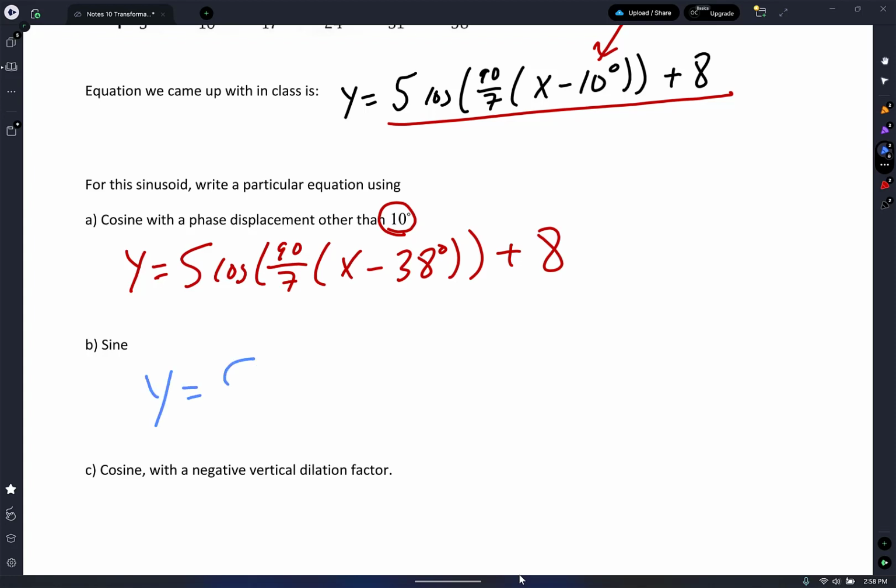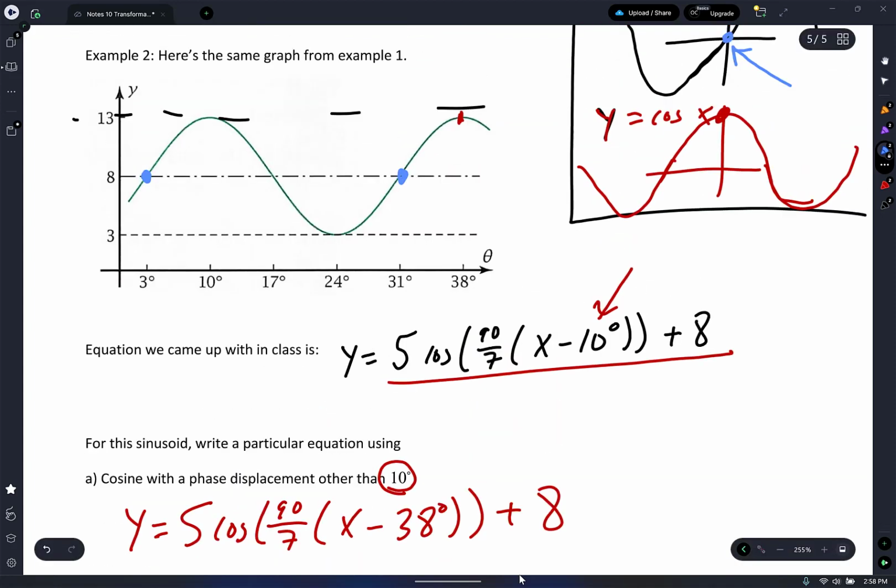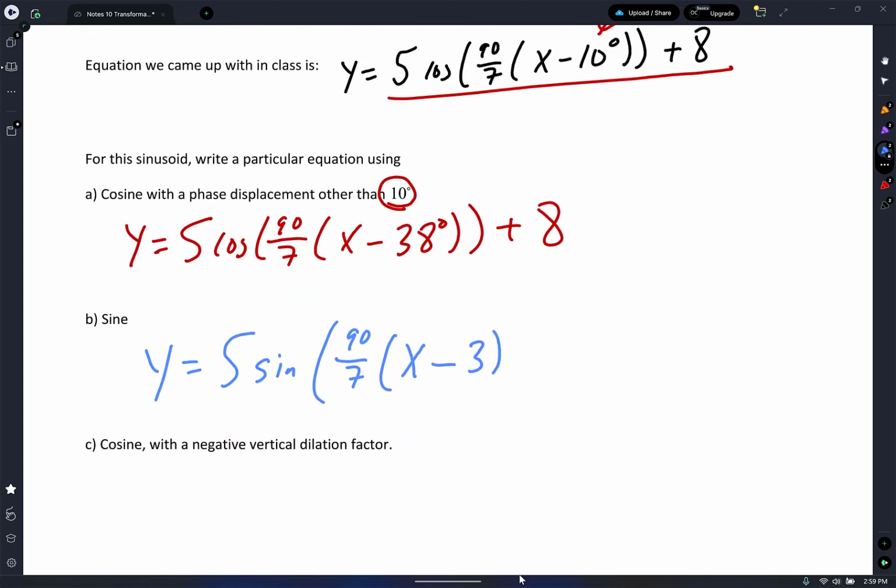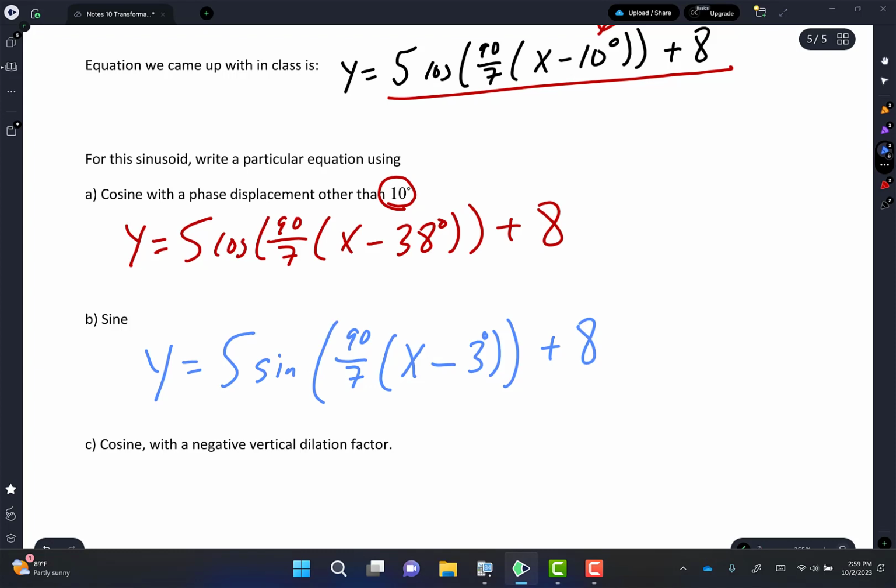y equals 5. Put sine, instead of cosine, put sine. And if we're using sine, we have to use a point of inflection where the graph is increasing. 90 over 7, open parenthesis, point of inflection concave up to concave down, or x minus, let's see, x minus 3, point of inflection increasing. Put a degree symbol, plus 8. And there it is. That's my graph. Cool or not cool? All right, let's check to see that it's correct.